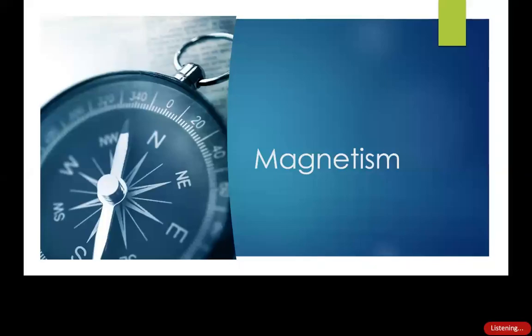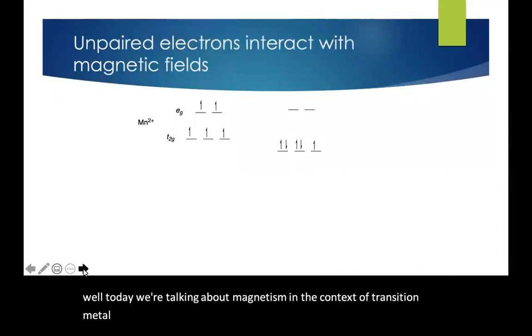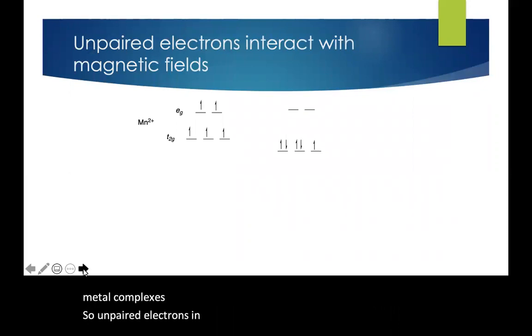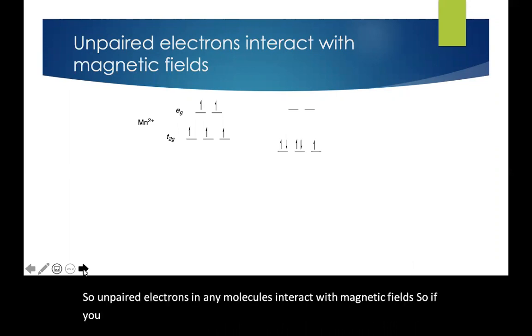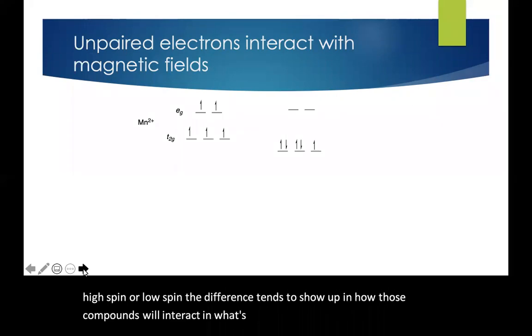Well, today we're talking about magnetism in the context of transition metal complexes. So unpaired electrons in any molecules interact with magnetic fields. If you have a transition metal complex and you want to know whether it's high spin or low spin, the difference tends to show up in how those compounds will interact in what's called a Gouy balance that can measure the interaction with a magnetic field.